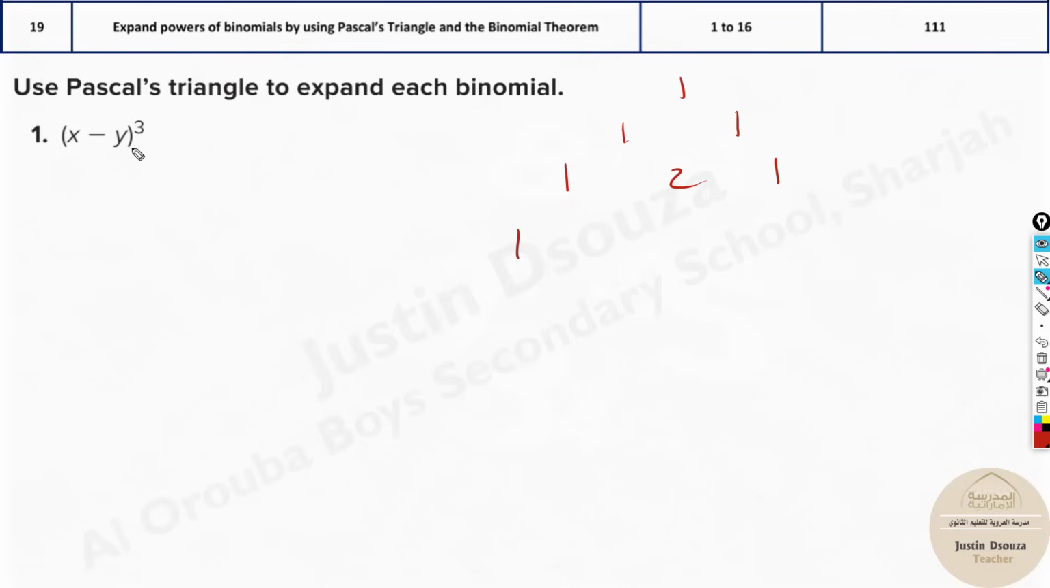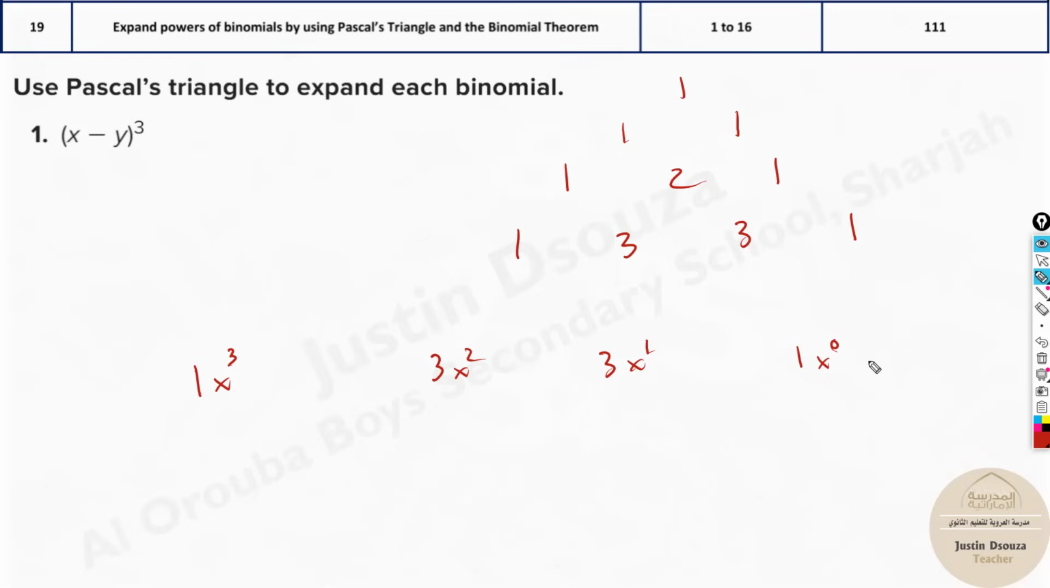Even if you know the formula, you can directly do it, but it's better to use Pascal's triangle. That is the concept here. What you do is write 1, 3, 3, 1. These are the coefficients. First, I will start with x. Look, x is positive, right? So I'll just write x with the highest power, which is 3, then x power 2, x power 1, x power 0.